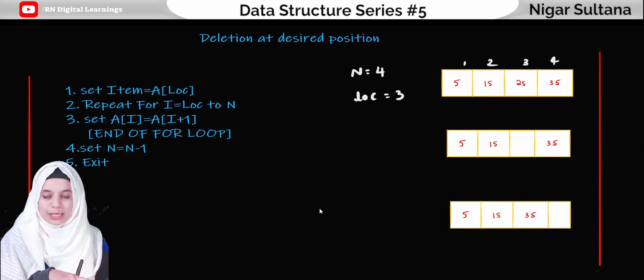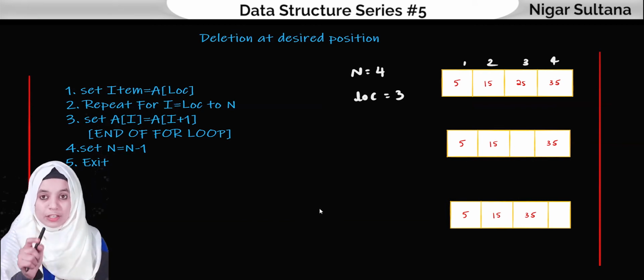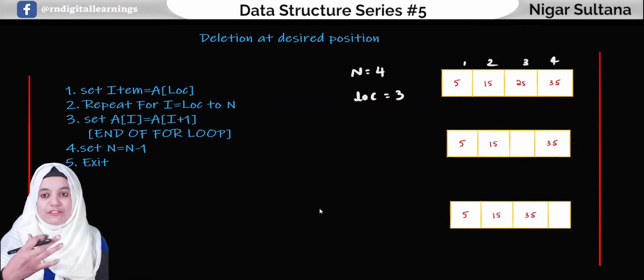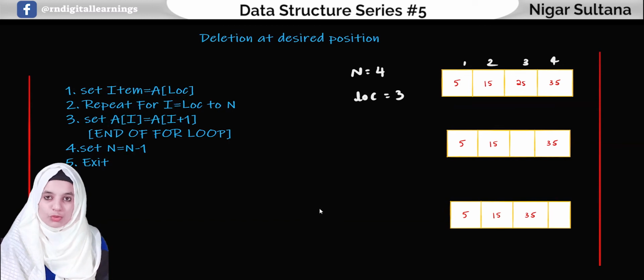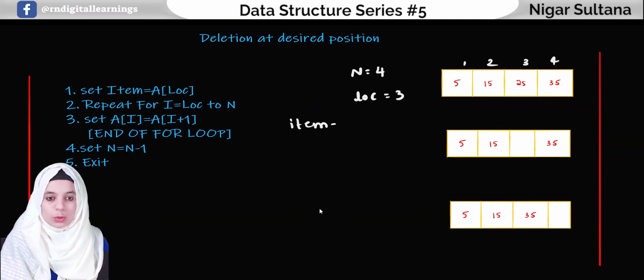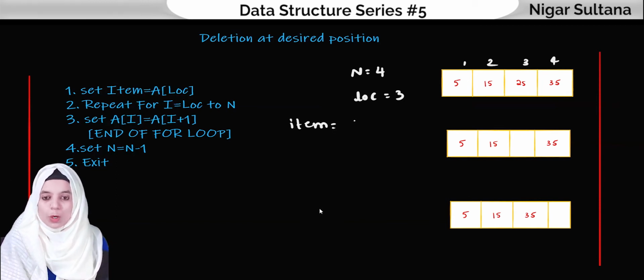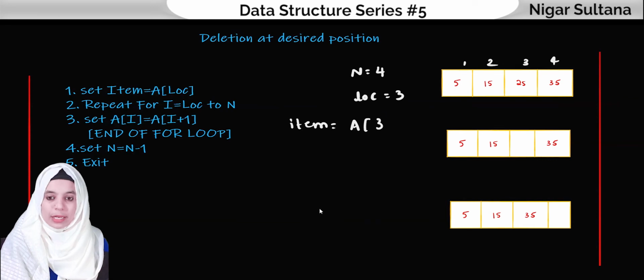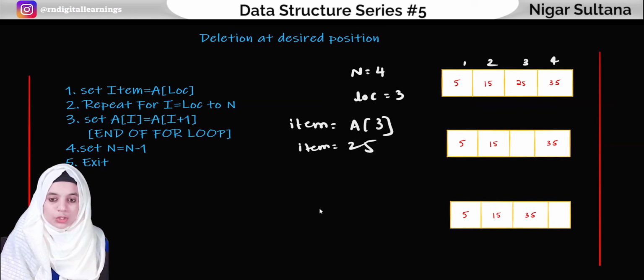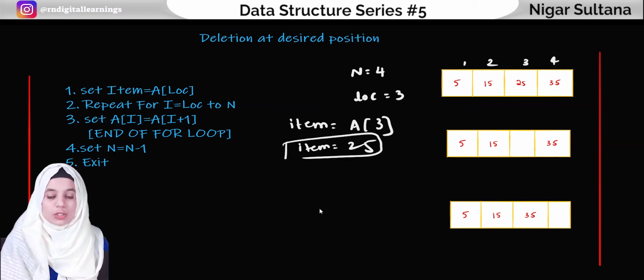In the previous example we saw that I was deleting the value present in the first location, that is 1. Now I wish to delete the item at place 3, so location is equal to 3. At the first step, item is equal to a of location. What is there in a of 3? A of 3 is 25. Now in the item variable I am placing this 25. Clear? So this is our step 1.